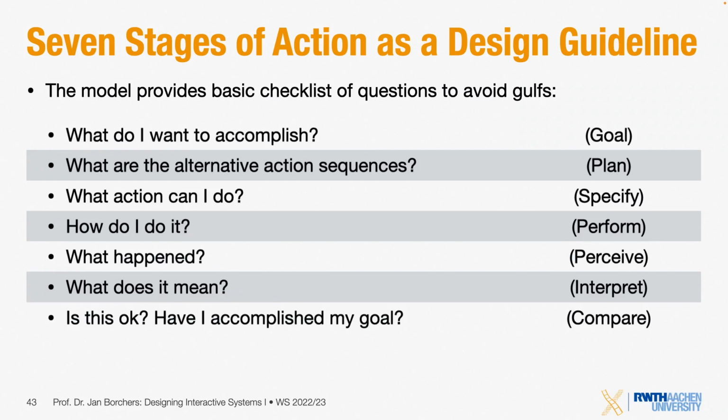what do I or what does the user want to accomplish? This is the question of the user's goal, right? What is their initial goal? And then the next question then is, what would be alternative plans to achieve that goal? What would be alternative action sequences to formulate to get to a plan? And then the next question is, all right, now looking at this concrete device and my plan of achieving my goal in some way, what are the concrete actions that this thing supports?